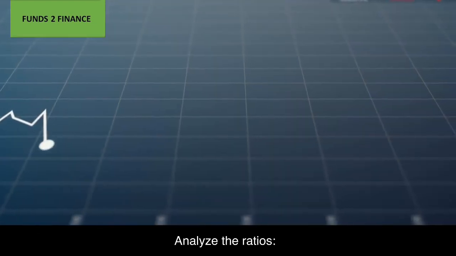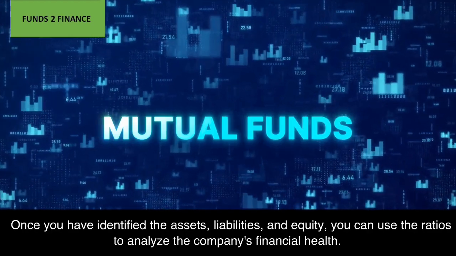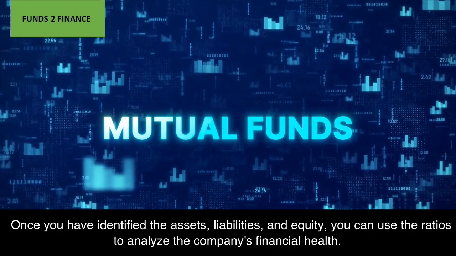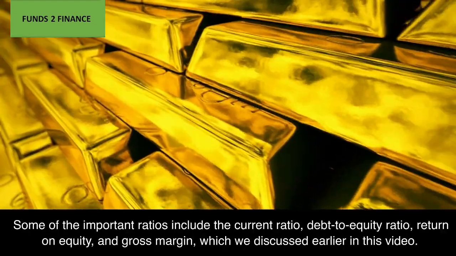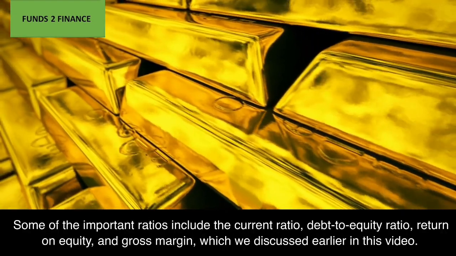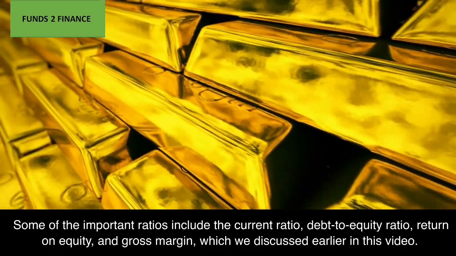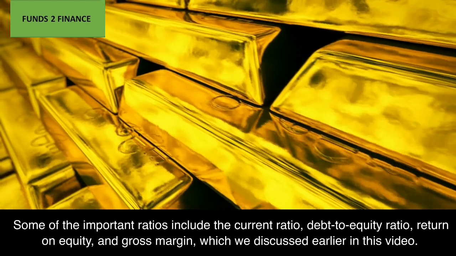Analyze the ratios. Once you have identified the assets, liabilities, and equity, you can use the ratios to analyze the company's financial health. Some of the important ratios include the current ratio, debt-to-equity ratio, return on equity, and gross margin, which we discussed earlier in this video.